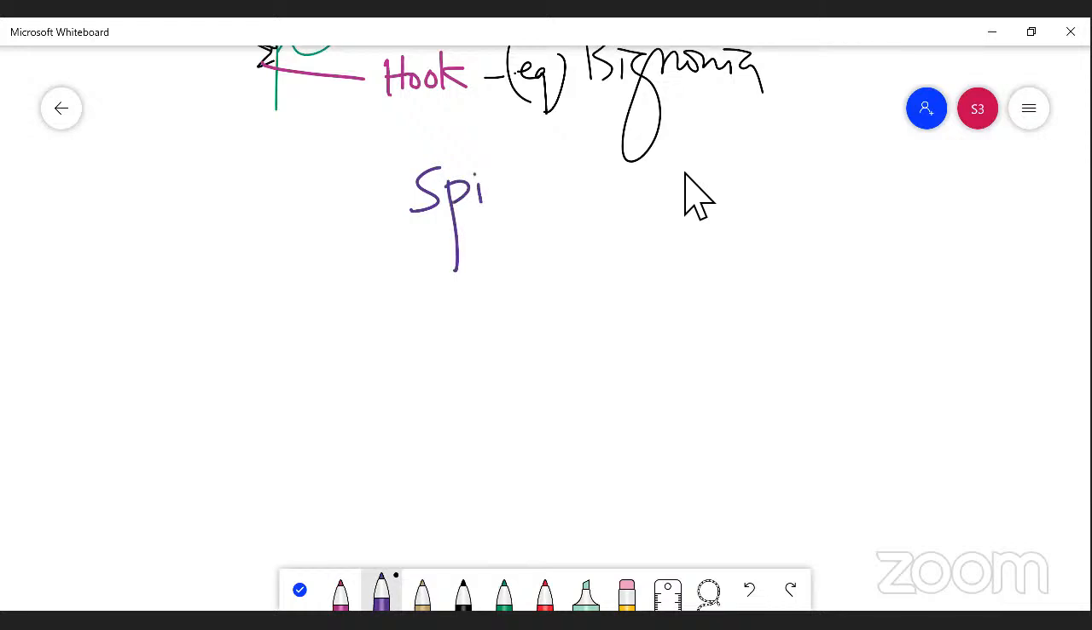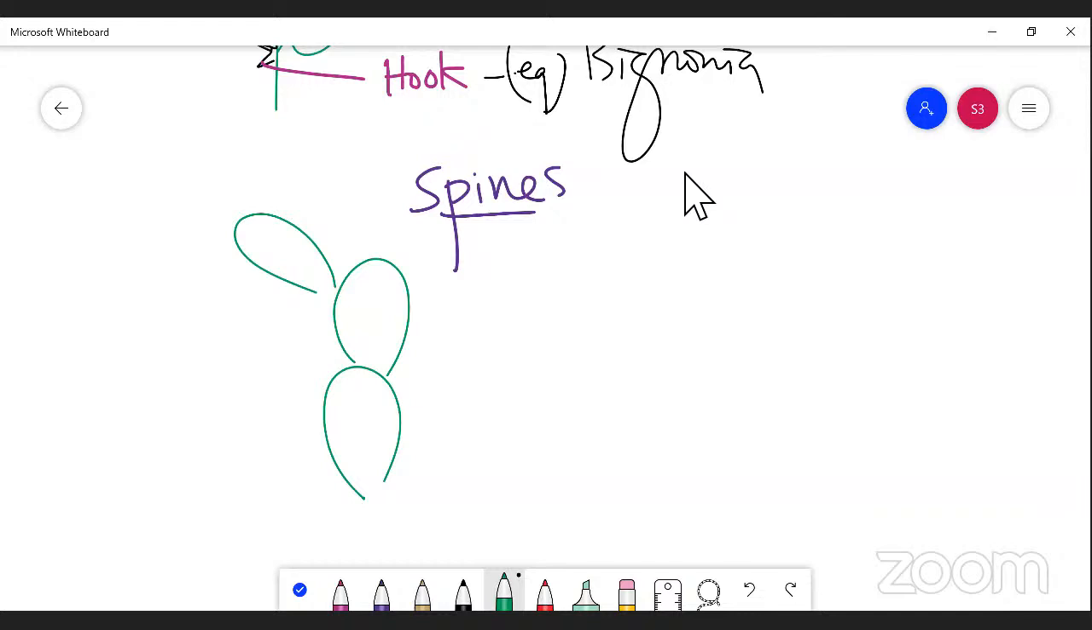Spines or thorns. Here we find this is a leaf of Opuntia, and in Opuntia you find a number of thorns. So it is the right example I am going to show you. That is Opuntia.